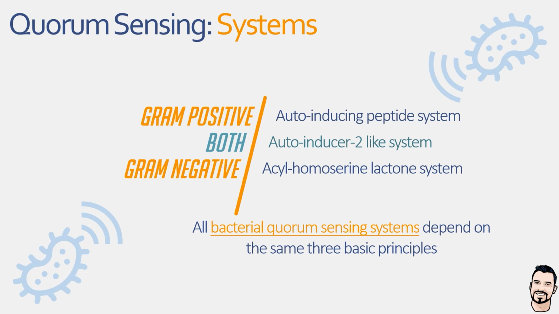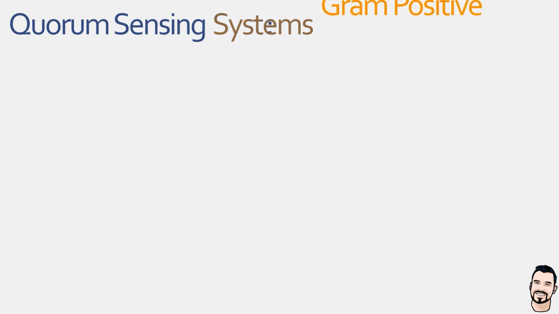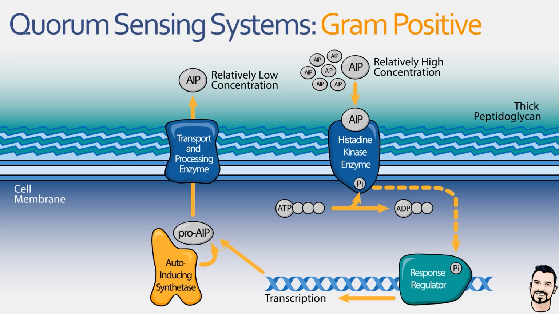Okay, for the last bit of this video, we're just going to briefly look at an overview of our two main systems, starting with our gram-positive system, which is based upon the production of auto-inducing peptides. So very briefly, quorum sensing begins with the production of an auto-inducing peptide within the cytoplasm. This can occur either directly through translation or via an auto-inducer synthetase enzyme. In both cases, the peptide is initially produced in an inactive form known as a pro-auto-inducing peptide.